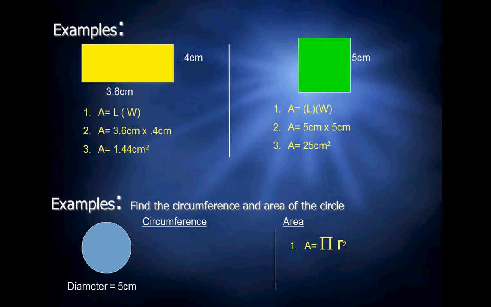Substitute in my numbers. Pi, we get 3.14. What's the radius of this circle? 2.5 centimeters. Yes, 2.5 centimeters. So we have 3.14 times 2.5 centimeters squared. When you're doing this on your calculator, which one do you do first? There's a correct order here, because if you do it in a different order, you'll get a different answer.